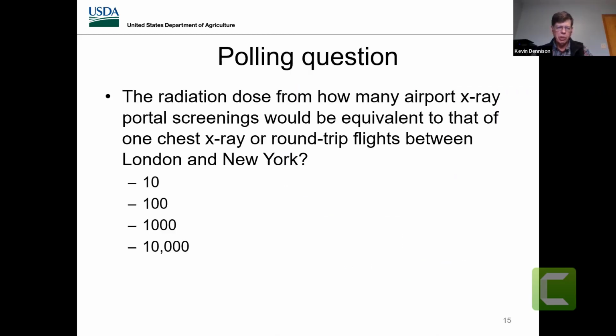So we're going to go to the first polling question. The radiation dose that you get from the portal screeners at the airport, the wave portals that you walk through: how many of those walk-throughs would you have to go through to get the same radiation as a chest x-ray or a round trip between London and New York? So let's see what everybody thinks.